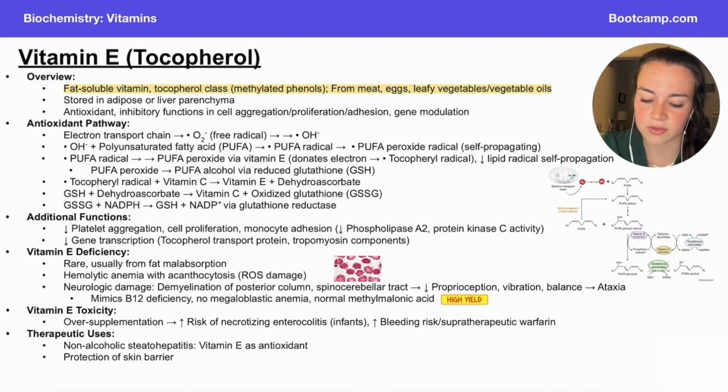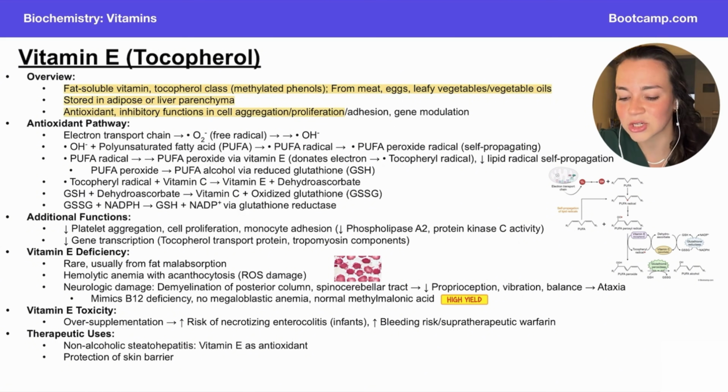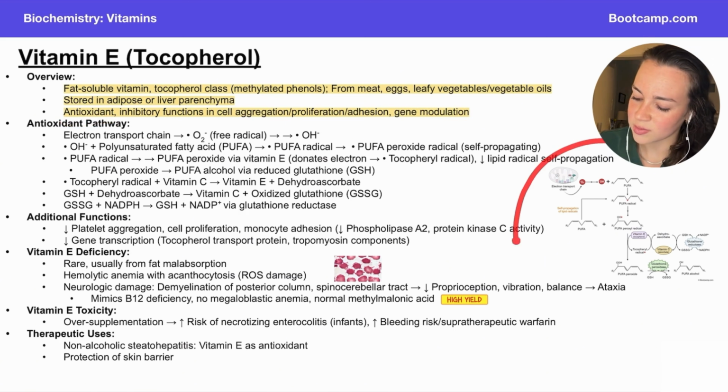Because it's a fat-soluble vitamin, similar to the other fat-soluble vitamins, it will be stored in the adipose or in the liver parenchyma. The primary functions of vitamin E are as an antioxidant, but it also has inhibitory functions in cell aggregation and proliferation and adhesion, as well as functions in gene modulation. We'll start off our discussion by talking about those primary antioxidant properties. So let's zoom into our diagram.